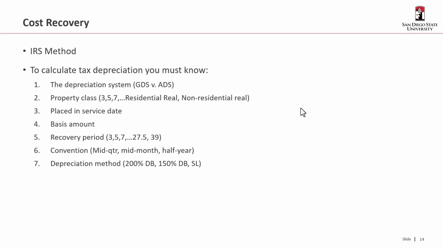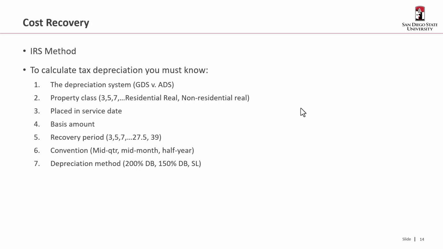Then you determine the convention that you apply. And again, I introduced you to conventions with org costs and startup costs. For depreciation, you use either mid-quarter, mid-month, or half-year. And we'll talk about when each of those goes into play. And then you select the depreciation method. And under GDS, for almost all personal property, it's almost all 200% declining balance or double declining balance. And if you don't remember how to calculate double declining balance depreciation from your old fundamental financial course, do not sweat it one bit. The IRS is going to provide us with really helpful tools to make sure we do that properly.